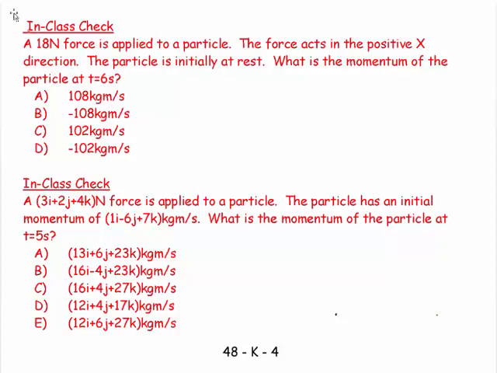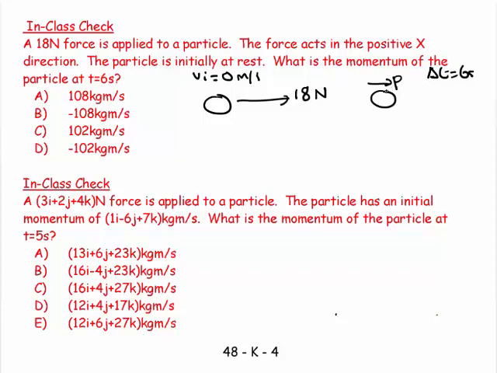So now we have an 18 newton force applied to a particle. So this is 18 newtons. Oh, the force acts in the positive x direction. That was lucky. The particle is initially at rest. Vi is equal to 0 meters per second. What is the momentum of the particle at time t equals 6 seconds? So here's the particle. Delta t equals 6 seconds. And I want to know what the momentum of the particle is. So this is my momentum, my p.